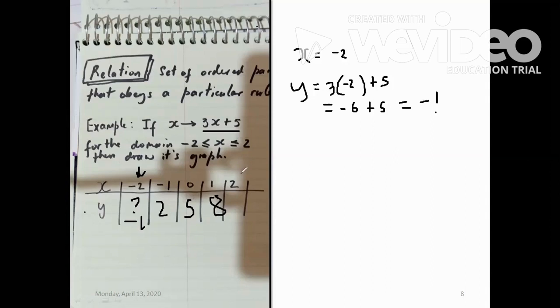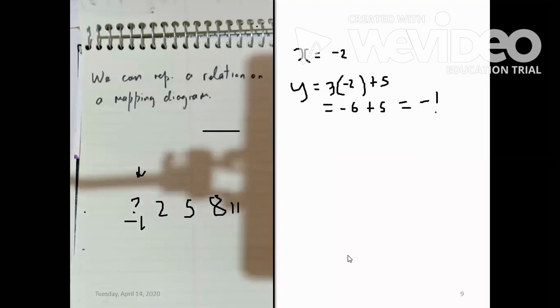And the last value, when x is equal to 2, we're going to replace x with 2. So 3 times 2 is 6. 6 plus 5 is 11. Those are your values. All right, moving on to the next slide.